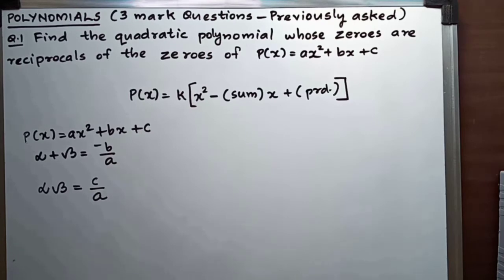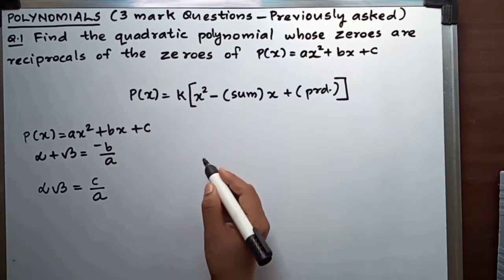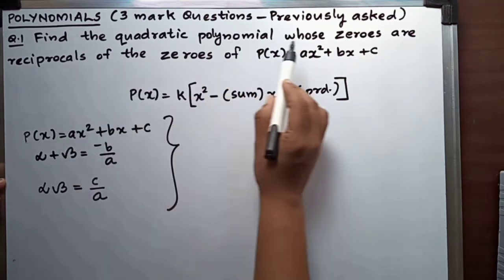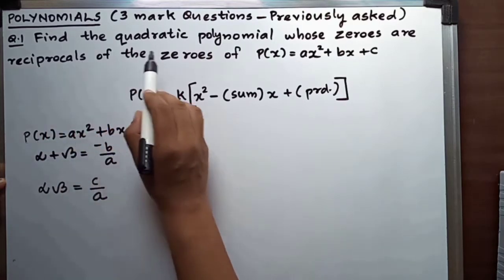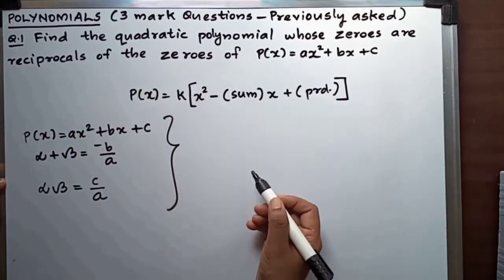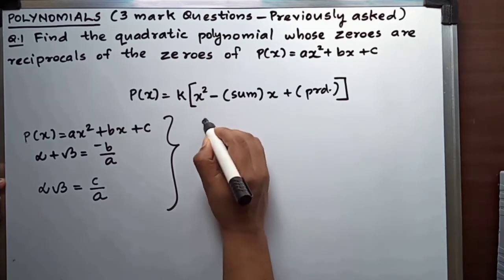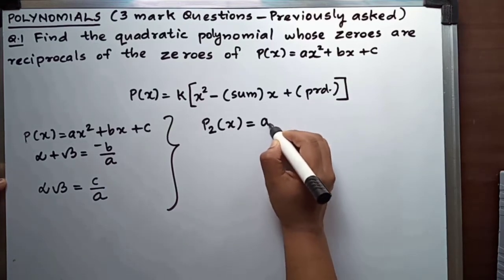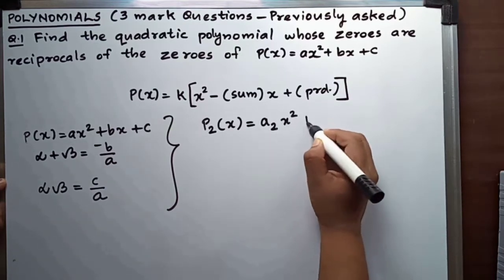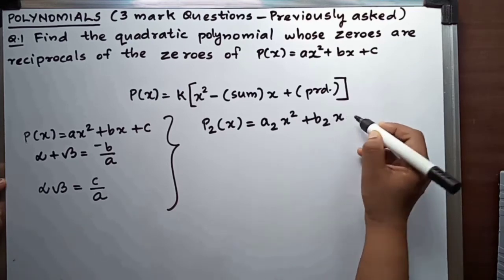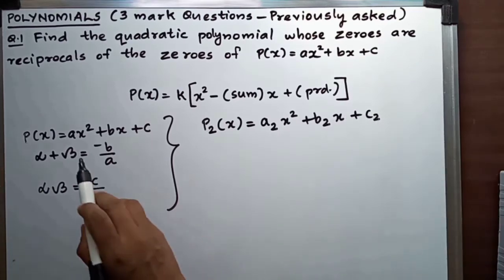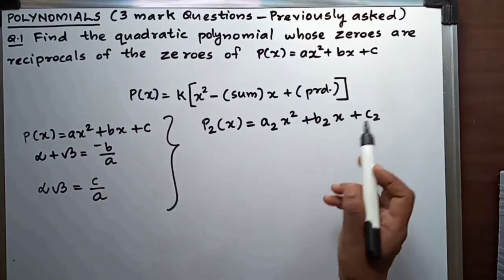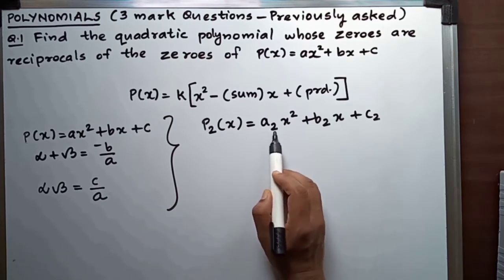Now we have to find another polynomial. What is given in the question? Whose zeros are reciprocals of the zeros of this polynomial. That means we are going to consider another polynomial. Let us consider it as a2 x square plus b2 x plus c2. Okay, here it was ax square plus bx plus c. Here I have taken it as a2 x square plus b2 x plus c2, just to mention that this is the second polynomial.